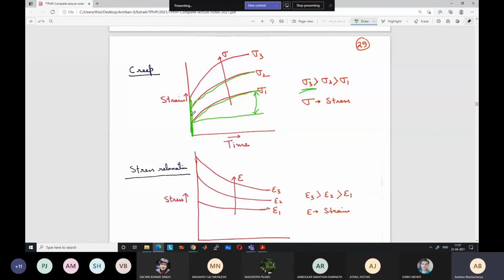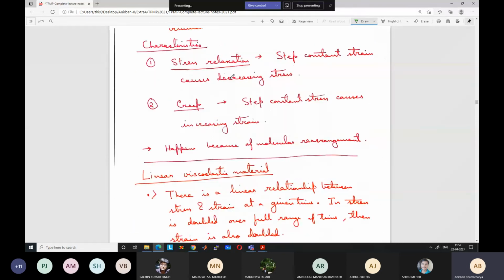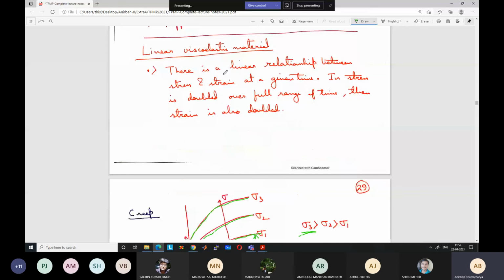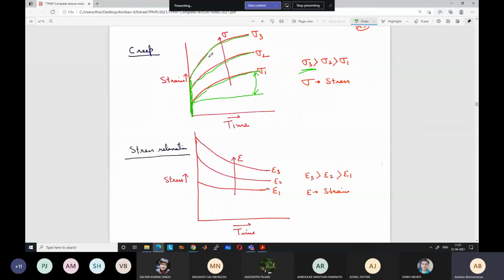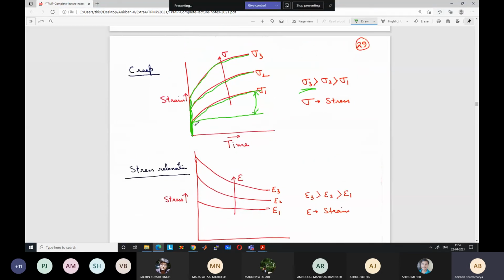Okay, so with increasing stress, this strain will be higher, but strain will also increase with time. Now, a linear viscoelastic material means that the strain that is developed with stress is always linearly proportional. So if sigma 2 is twice sigma 1, the initial strain for the second case is also twice that of the first case. And that is true for any other portion also.